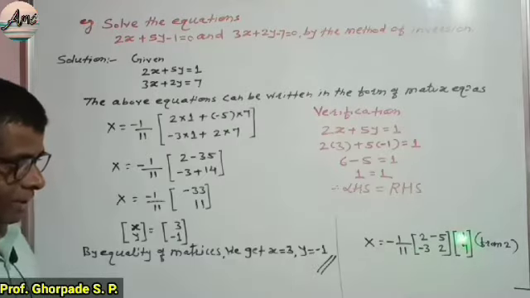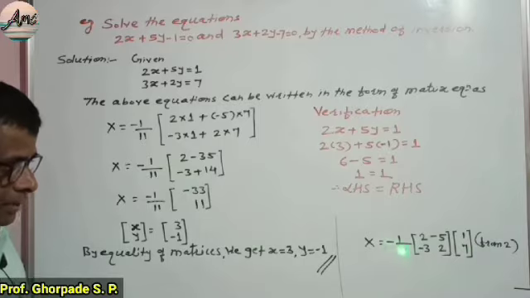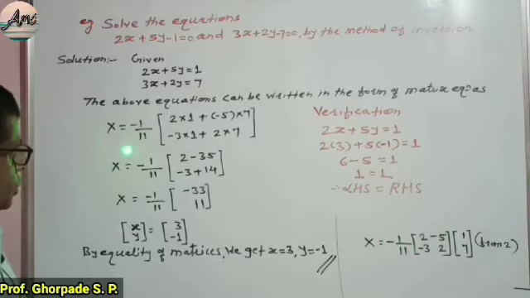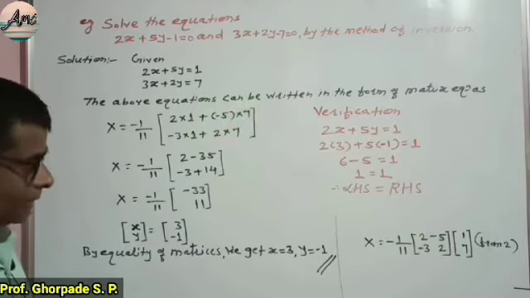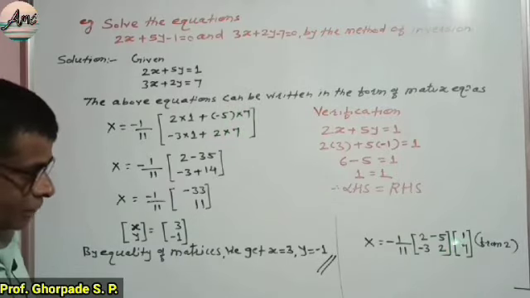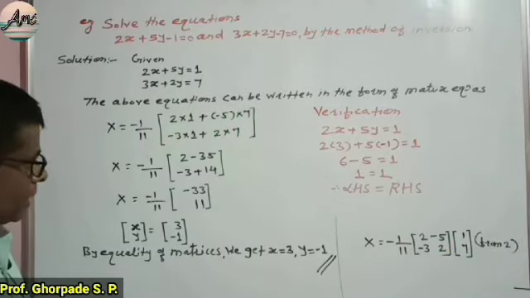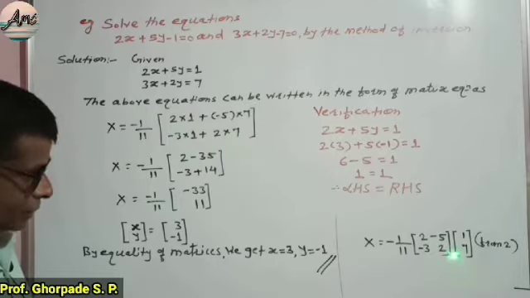Now let us take the multiplication of these two matrices by keeping this minus 1 upon 11 as it is. So X is equal to minus 1 upon 11. The rows are to be multiplied with the column. So 2 into 1 plus minus 5 into 7. Then minus 3 into 1 plus 2 into 7.